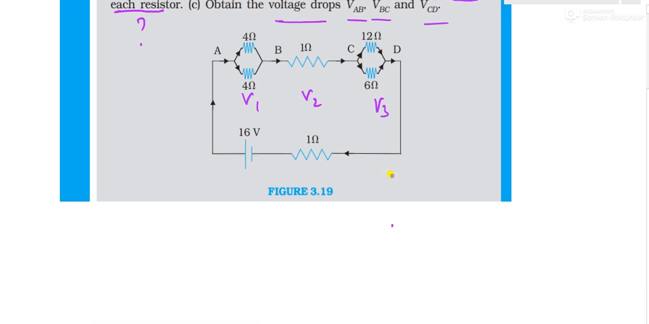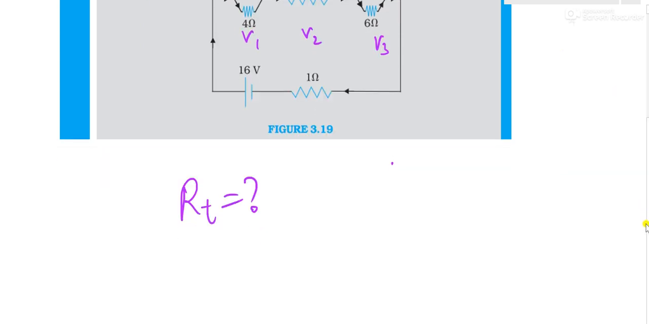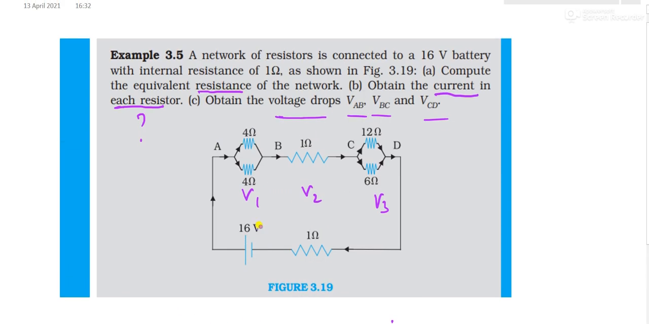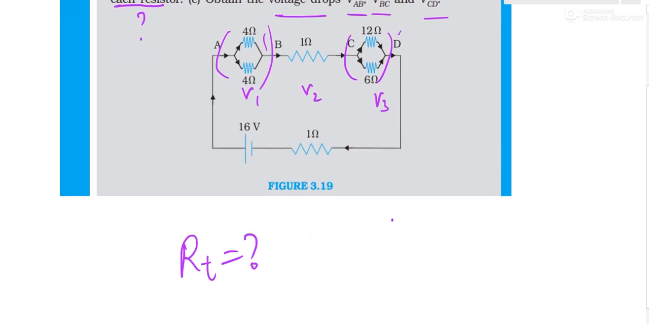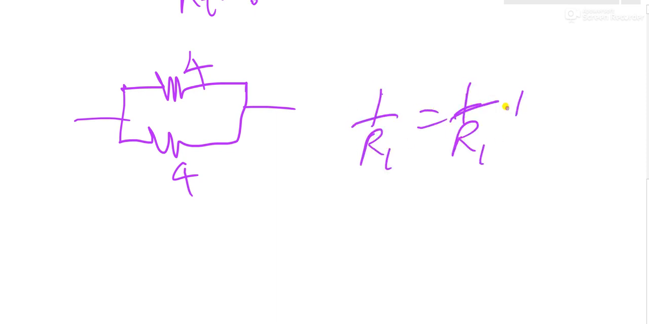First we will see what is the total resistance. Total resistance is going to be question mark. So first I am going to take it part by part. This is parallel and this is parallel. I am going to do that one first. So 4 and 4, two resistances in parallel. 1 by Rp is equal to 1 by R1 plus 1 by R2. So it's called total resistance.